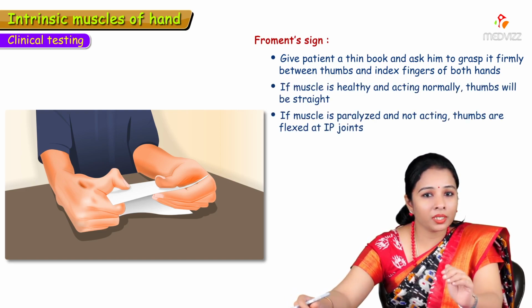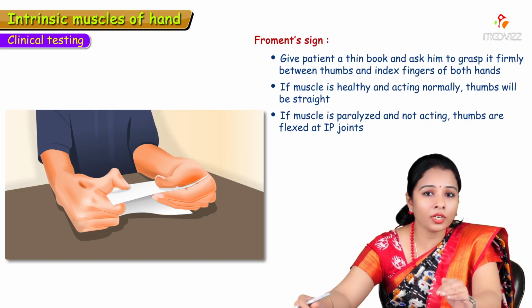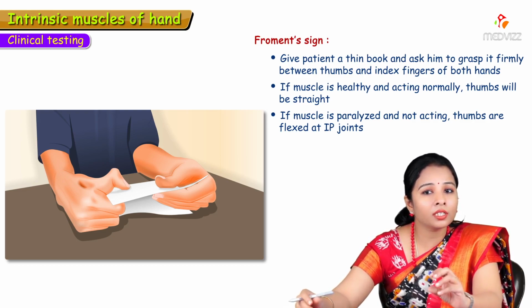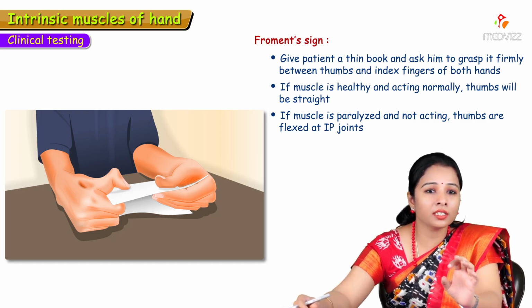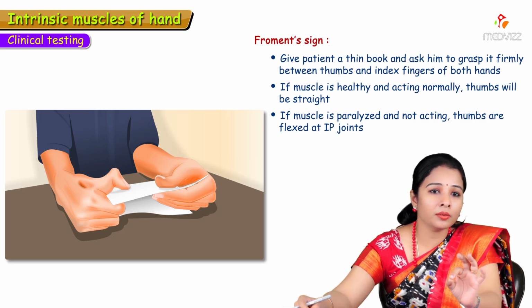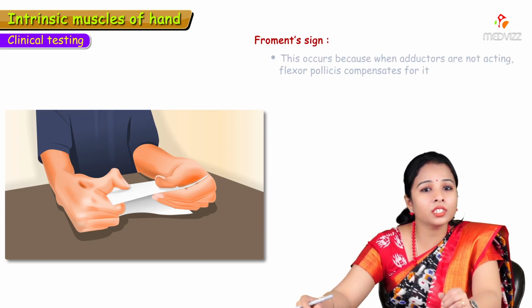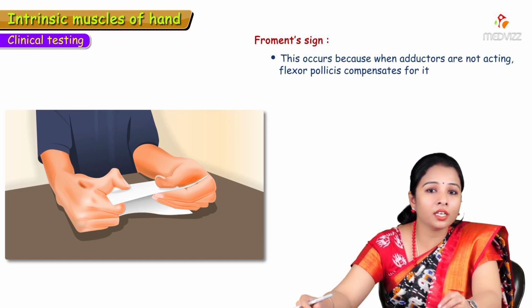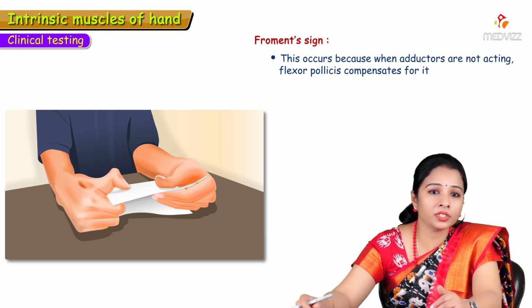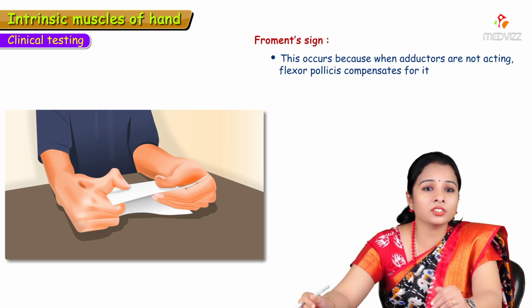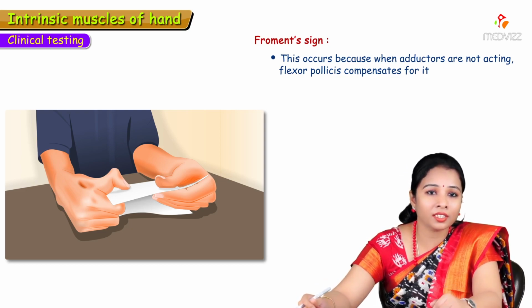But if the muscle is paralyzed and not acting because of any injury to the median nerve, the thumb will be flexed at the interphalangeal joint in order to hold it tightly. So this occurs when the adductors are not acting and flexor pollicis longus will compensate for it. So this test is called Froment's sign.